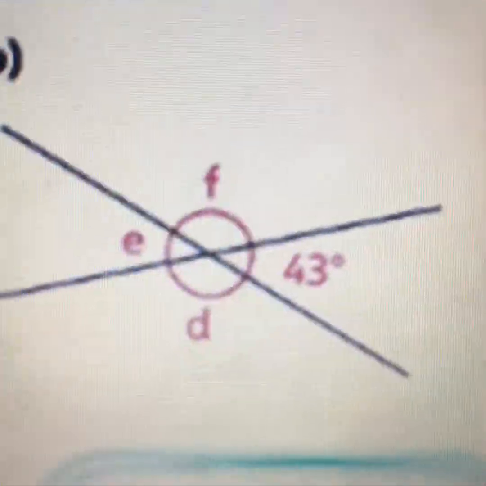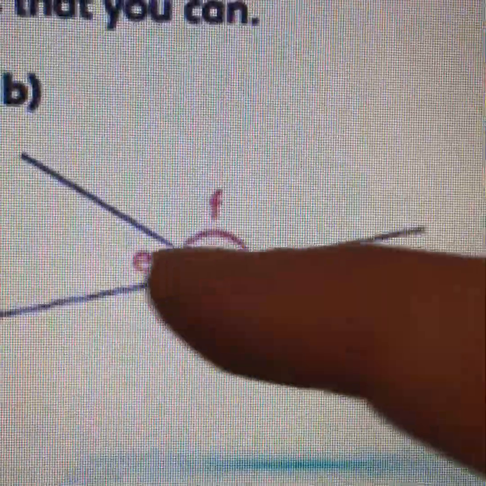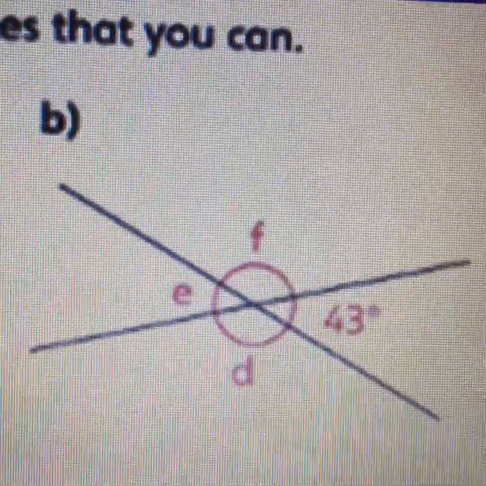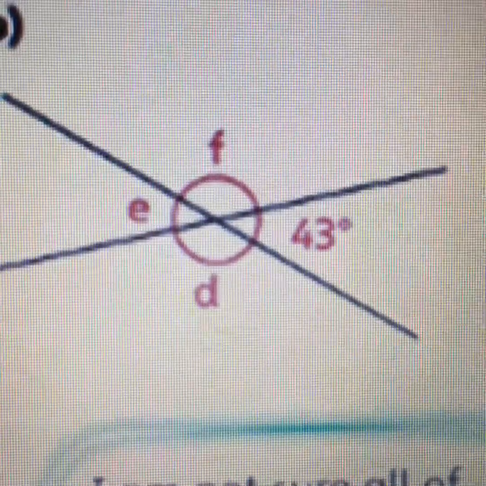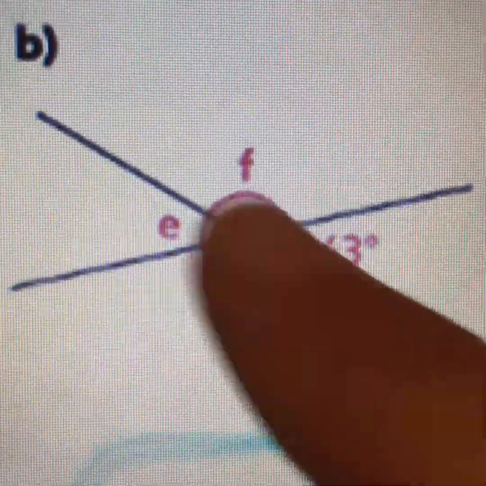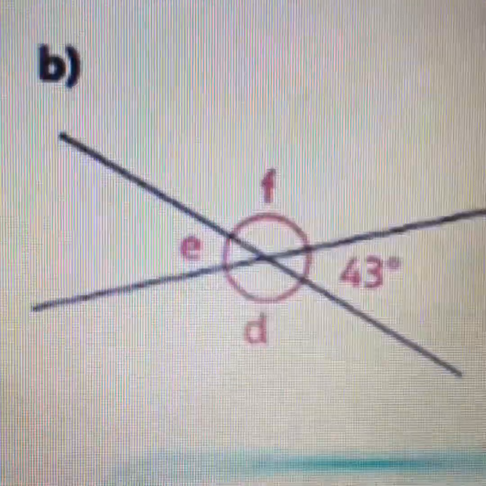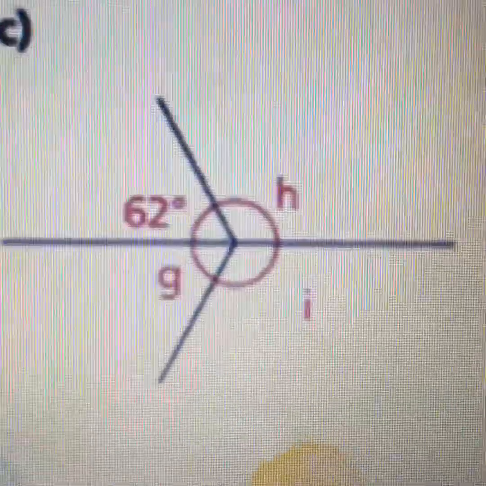So if we look at this one quickly, same thing, look, because the straight lines intersect each other. So which other angle can you work out straight away? Well, if you know that this one's 43 degrees, you know that this one, E, is also going to be 43 degrees.